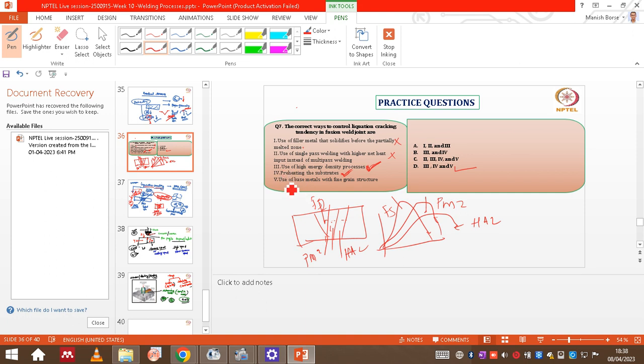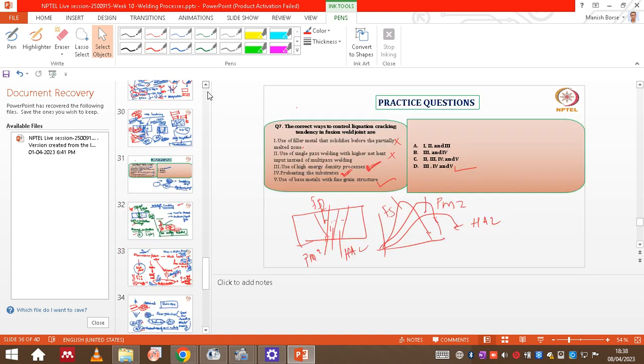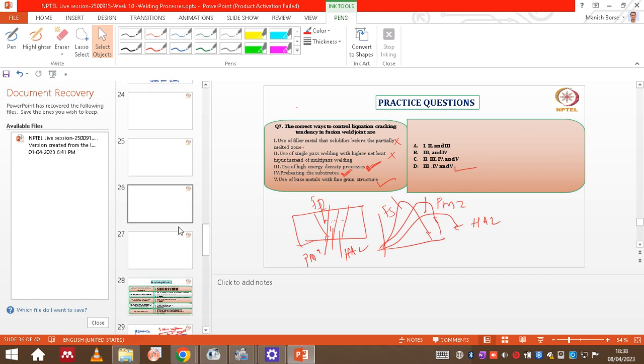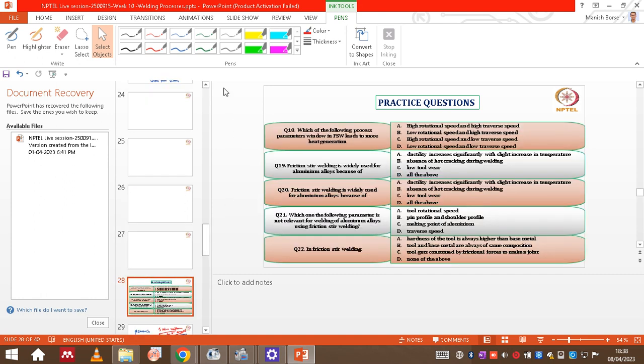So anyhow, preheating is useful to minimize the temperature gradient, and subsequently minimize the thermal stresses. And we can say the use of base metal with finer grain size is always recommended to avoid both solidification as well as liquefaction cracking. So the third, fourth and fifth options are the correct ones for the seventh question, right? These are the main things I just wanted to discuss here.